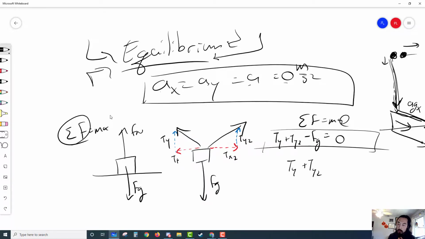Well, one, because there's 2 ropes, but more specifically, only the vertical, the Y component is holding up the weight. The Y components are holding up the weight. This angled, or this horizontal component does nothing for the weight. It's just holding it in place from moving from side to side. Nothing to do with the weight. The weight is only in the Y axis.